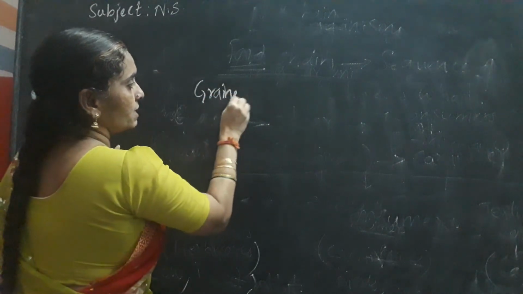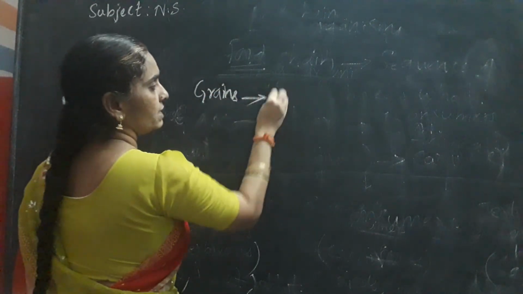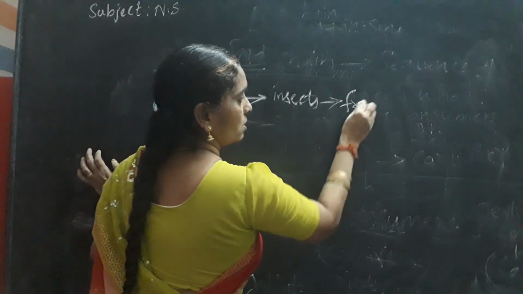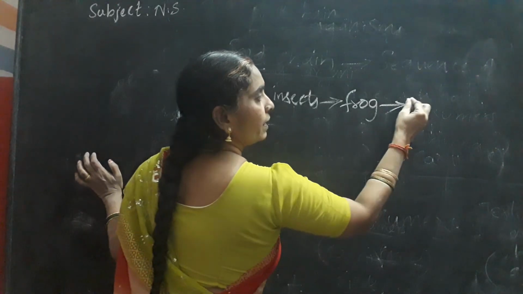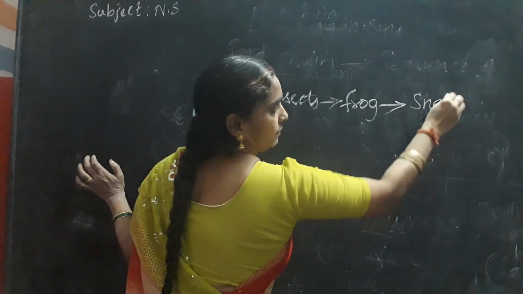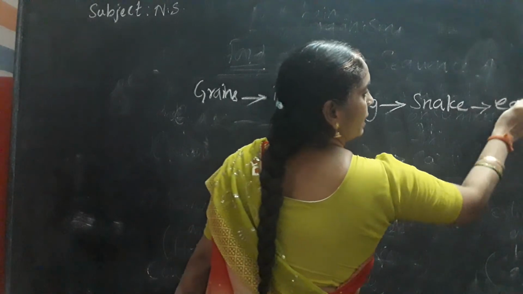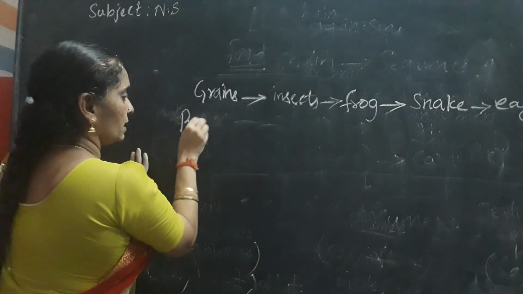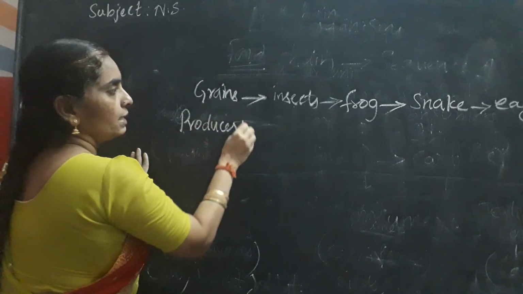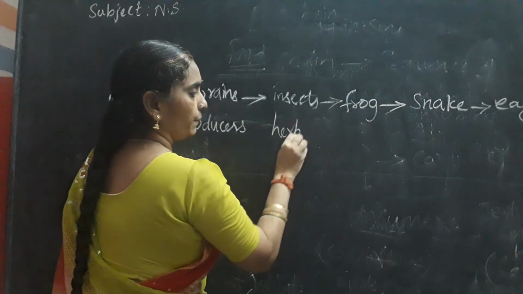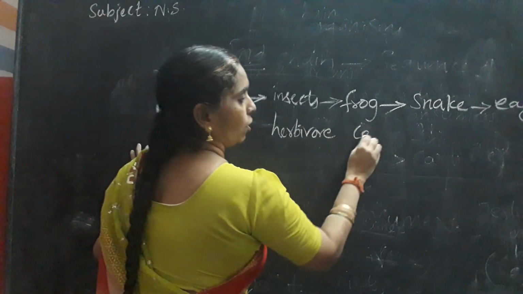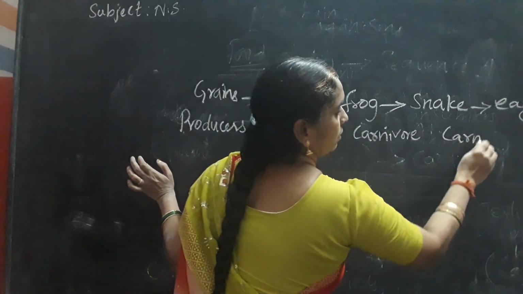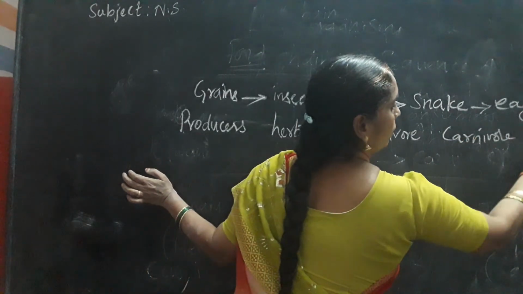Grains are eaten by insects. Insects are eaten by frogs. Frog is eaten by snake. Snake is eaten by eagle. So in fact here the grains are the producers, insects are herbivores, frog is a carnivore, snake is a carnivore, eagle is also a carnivore.